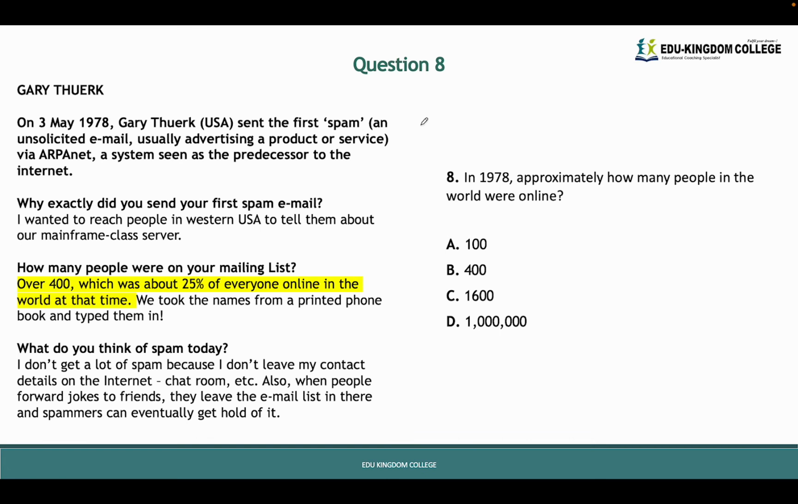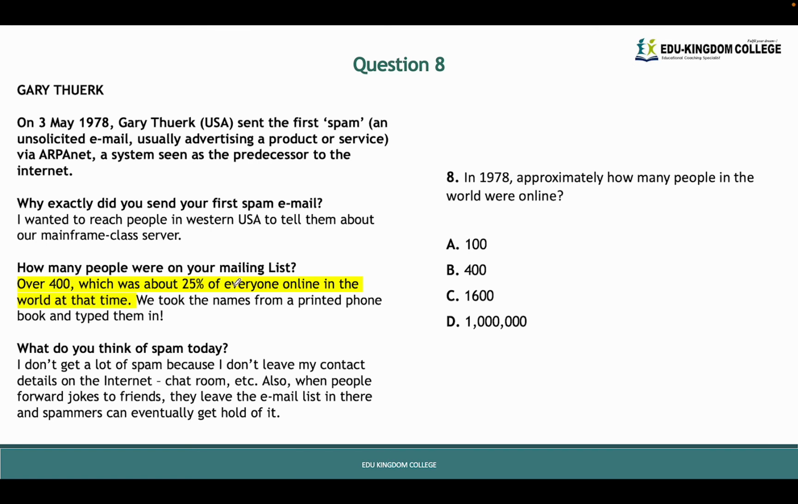So question 8. In 1978, approximately how many people in the world were online? So we find the answer over here. The question to this person is how many people were on your mailing list. He says over 400, which was about 25% of everyone online in the world at the time. Okay? So he had 400 on his mailing list, and that was 25% of everyone online in the world.